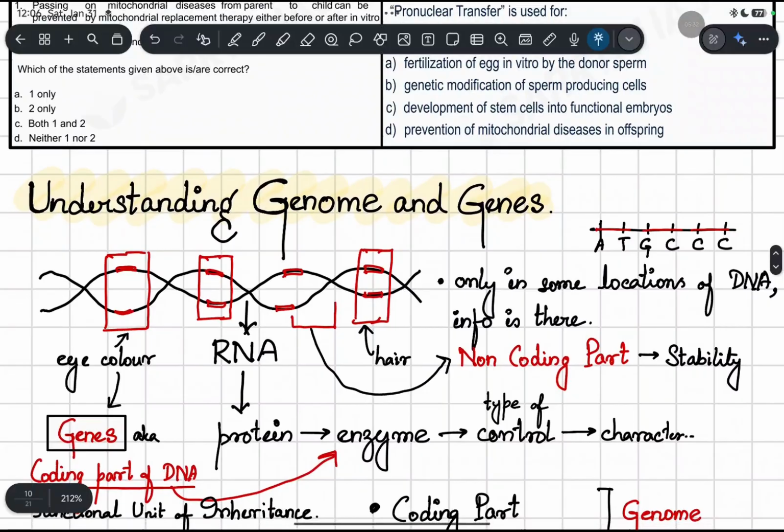So now let's come to understanding the genome and genes.